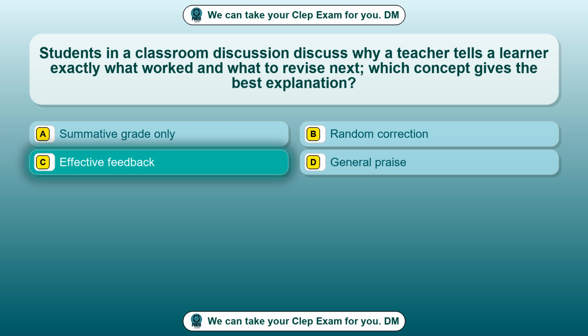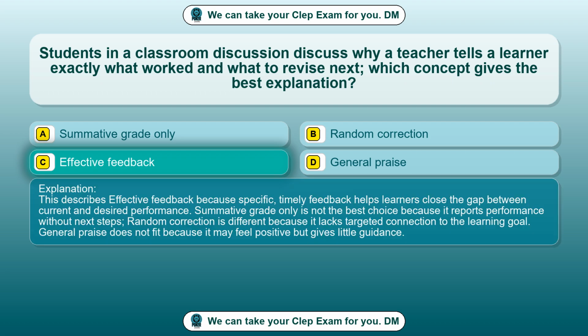Effective feedback. This describes effective feedback because specific, timely feedback helps learners close the gap between current and desired performance. Summative grade only is not the best choice because it reports performance without next steps. Random correction is different because it lacks targeted connection to the learning goal. General praise does not fit because it may feel positive but gives little guidance.